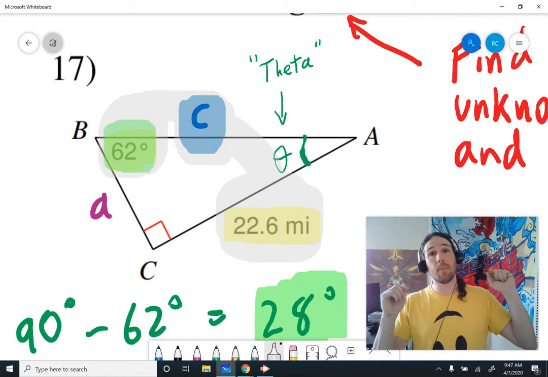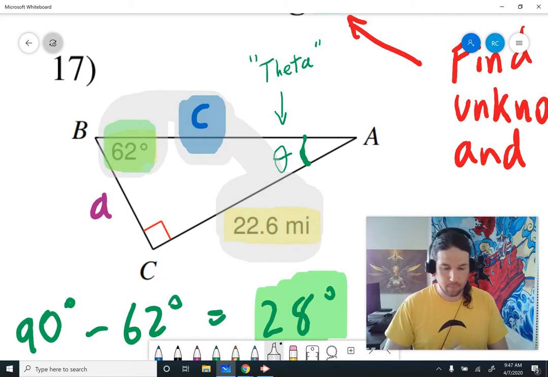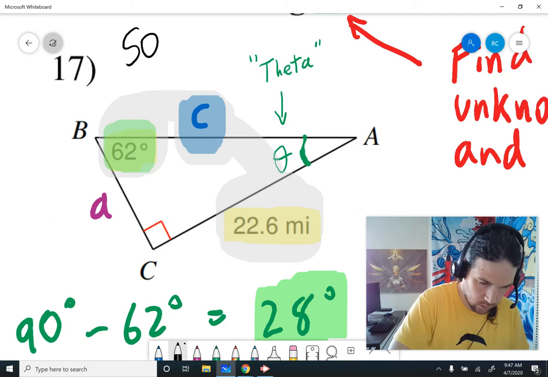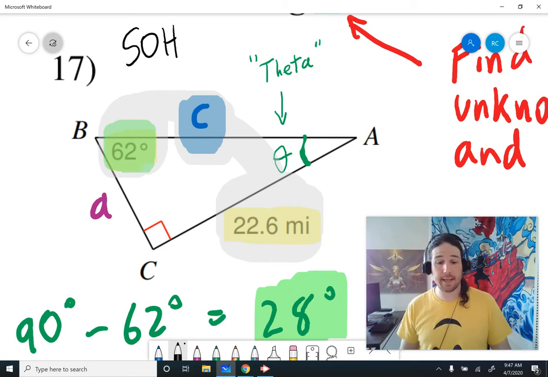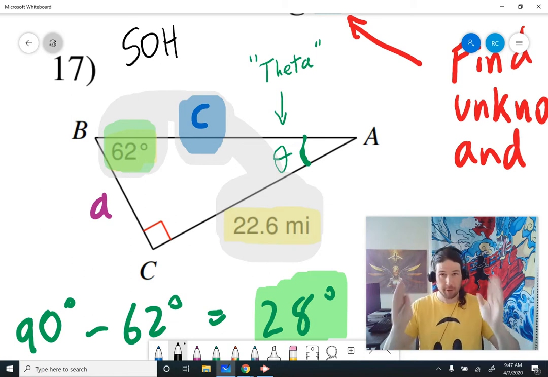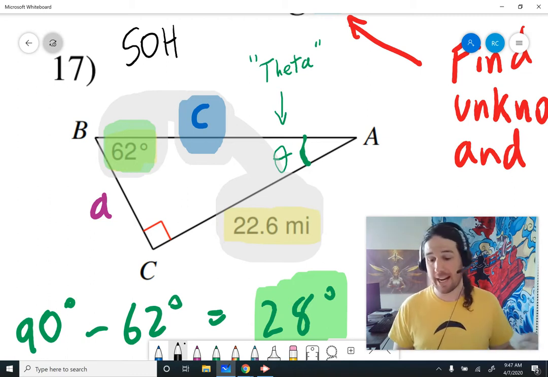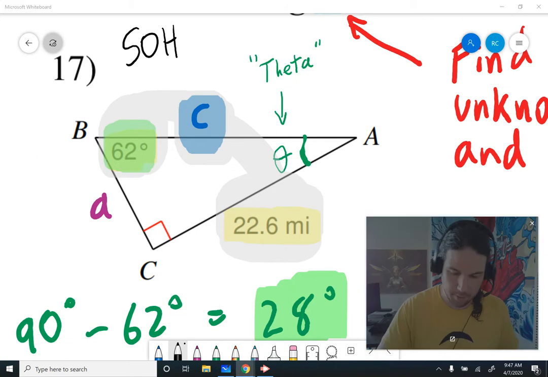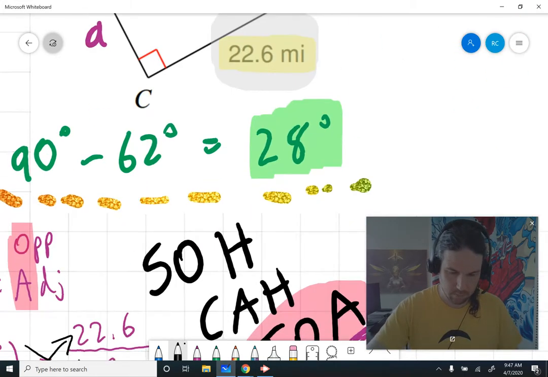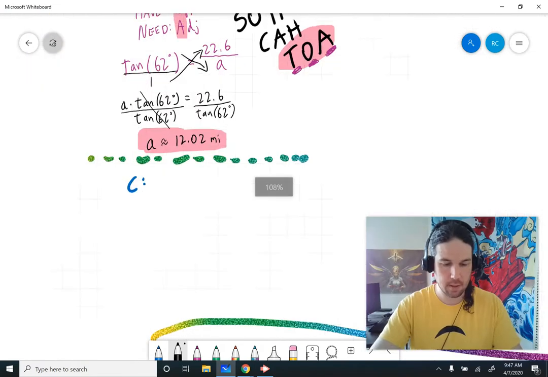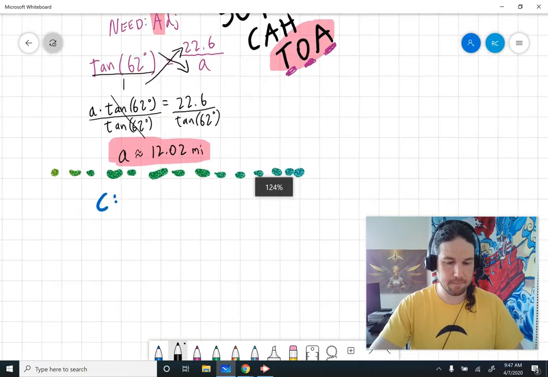So, SOHCAHTOA. Sine is opposite over hypotenuse. So we could use sine of 62 degrees, set up another proportion, and solve it, and that would 100% work, and it would actually probably be the most accurate way to do it. But we do have another option. And our other option is the Pythagorean theorem.